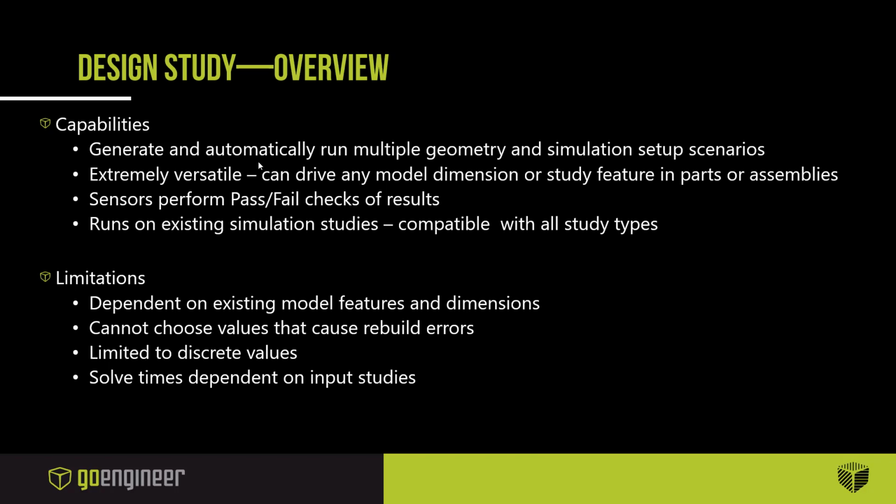I'm sure every one of us has put in a fillet on a feature that is too large for the surrounding geometry, causes a rebuild error, and our part goes very red and very angry. So we cannot choose values that cause any instabilities within our model, our assembly, or our simulation study itself. We're also limited to discrete values. So while I can say I want this study to try values for this length of 5 to 50 in increments of 5, like 5, 10, 15, 20, it cannot choose some value in between those discrete increments, such as 5.637. Can't do that.